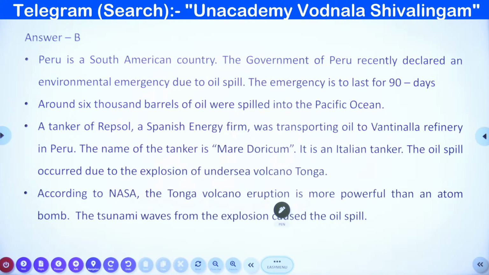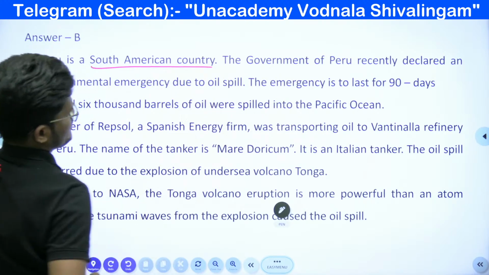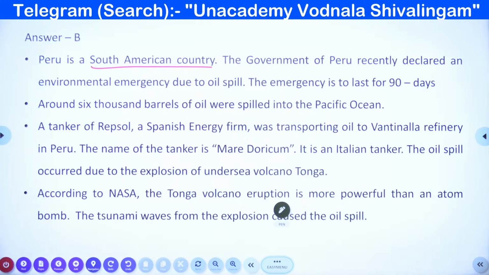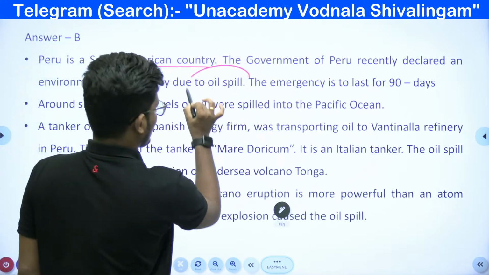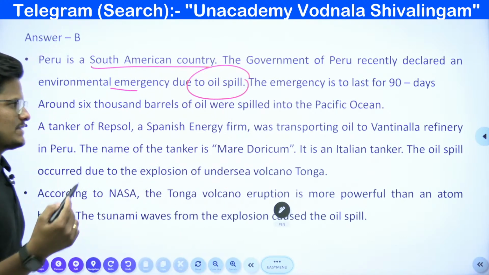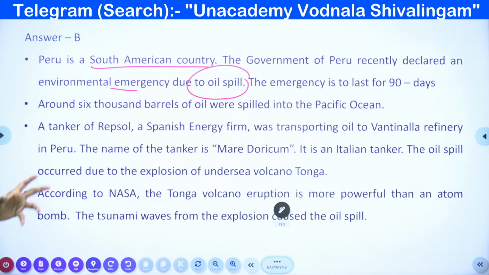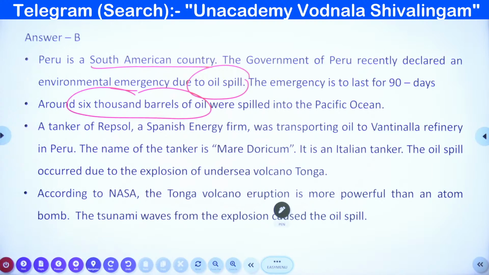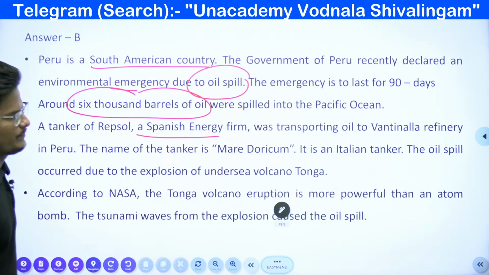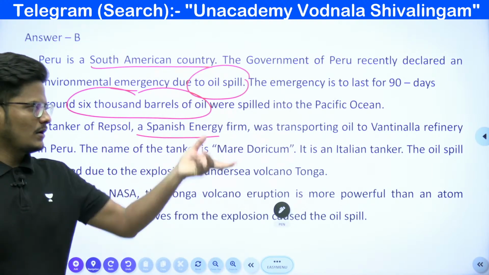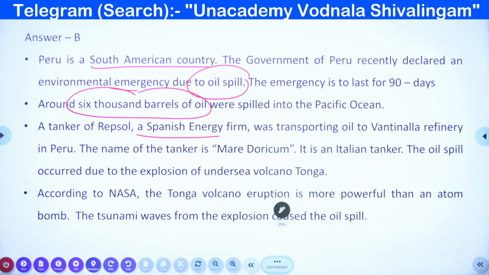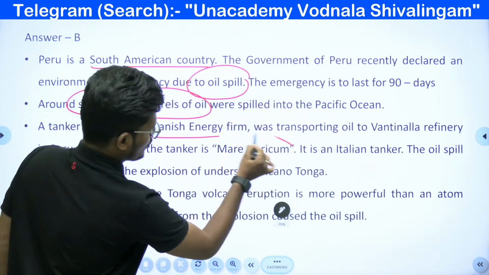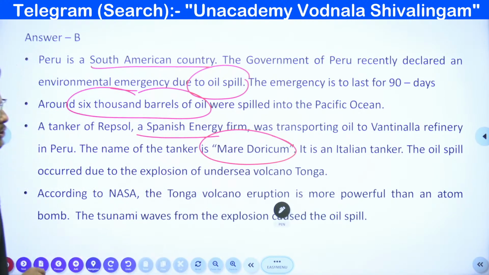Peru is a South American country, and the government of Peru recently declared an environmental emergency due to an oil spill into the Pacific Ocean. 6,000 barrels of oil were spilled into the Pacific Ocean. A tanker of Repsol, a Spanish energy firm, was transporting oil to the Ventanilla refinery in Peru. The name of the tanker is Mare Doricum. It's an Italian tanker.